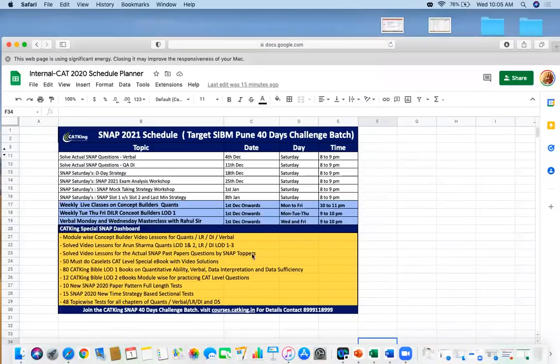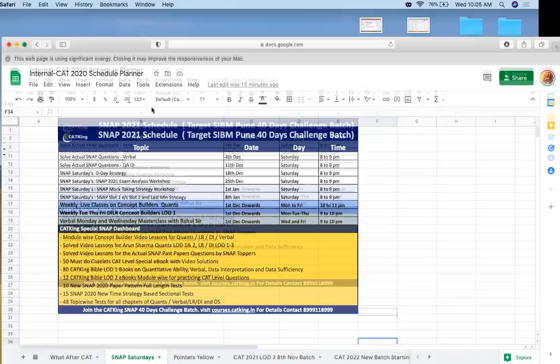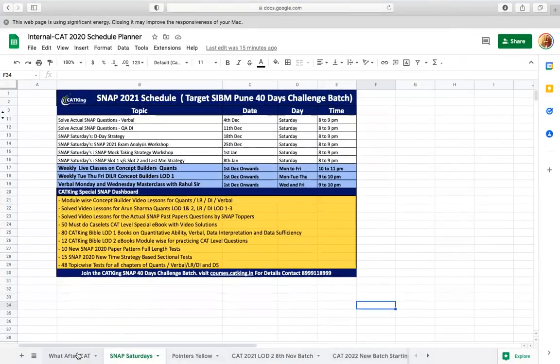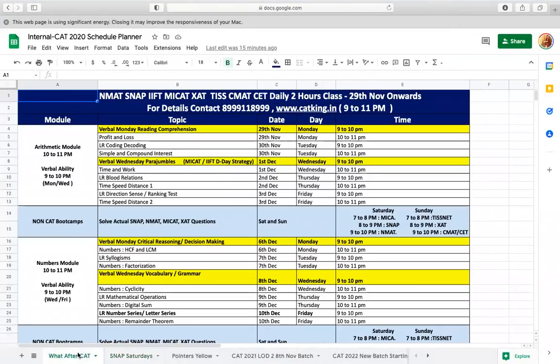And now I'm going to give you guys a quick summary of the CATKing schedule, which you have to follow for your preparation. If you are starting today, you can start. We have just started with the arithmetic module, which is the most important module. So quick summary for everybody is every day you're having 2 hours of class, 9 to 11 p.m. Mondays and Wednesdays, 9 to 10 is verbal. Tuesday, Thursday, Friday is LR. Monday to Friday, 10 to 11 is quants.